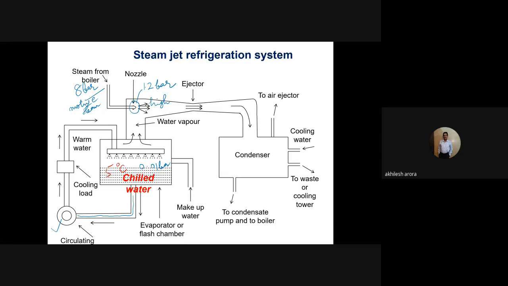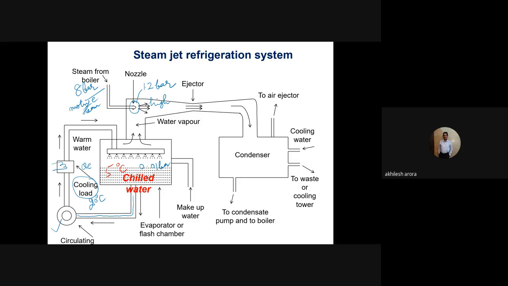So basically we have somewhere here the cooling load, which could be at a temperature of, let us say, 10 degrees Celsius or say 20 degrees Celsius. And this chilled water is at 5 degrees Celsius. So heat transfer is taking place from the cooling load to the chilled water which is available here. So the cooling load means the products which we want to cool or something else which we want to cool.